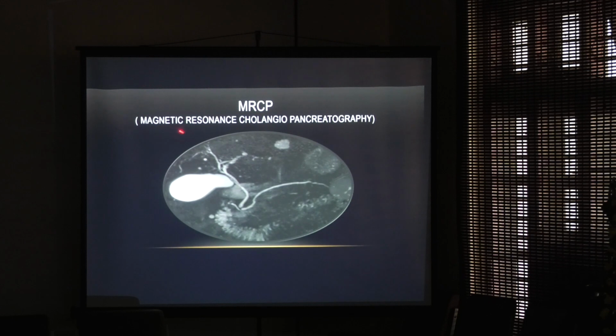MRCP is nothing but magnetic resonance cholangiopancreatography. It is a non-invasive technique to assess the biliary tree. You can very well see the pancreatic duct here. You can see the hepatic ducts, the cystic duct here, the common bile duct here. We can look for any congenital anomalies like pancreas divisum, annular pancreas. You can look for any CBD calculi. You can look for any strictures, etc. These are very well seen on MRCP images.